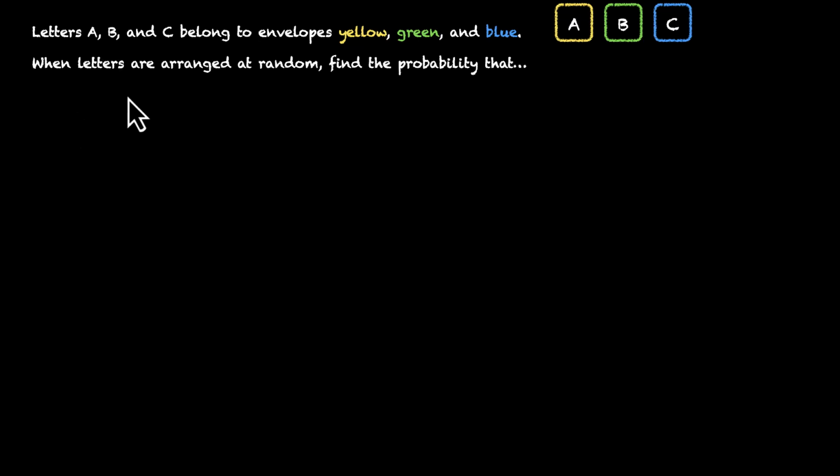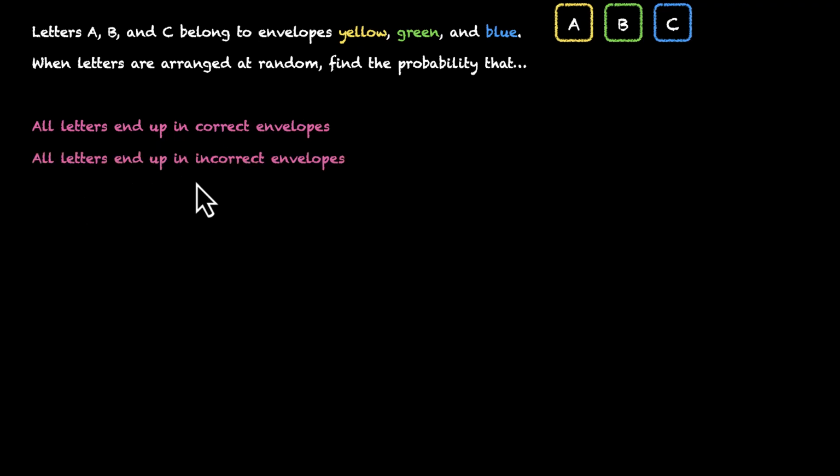The question is, when letters are arranged at random, find the probability that all letters end up in correct envelopes, all letters end up in incorrect envelopes, and at least one letter ends up in correct envelope. We have these three scenarios. We have to find the probability for all of them. Pause the video, give this a shot. Okay, let's do this together.